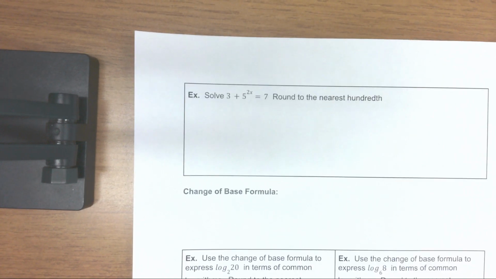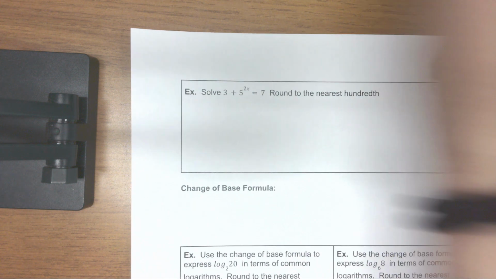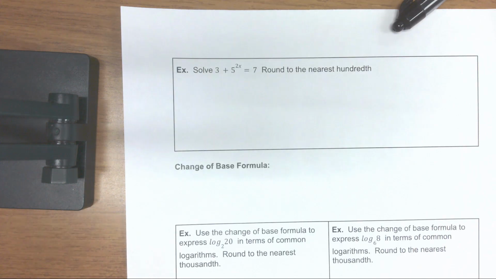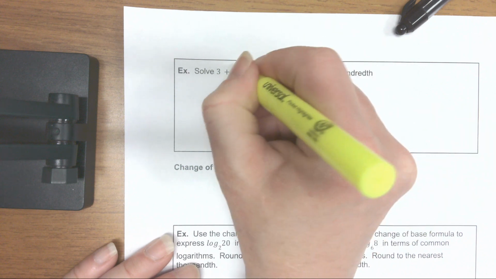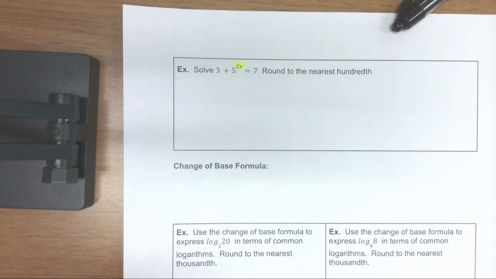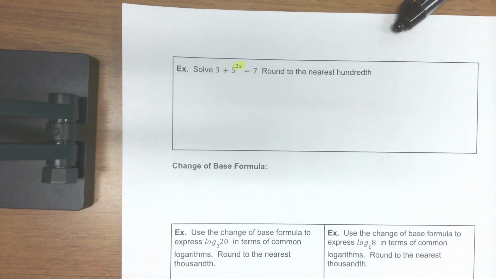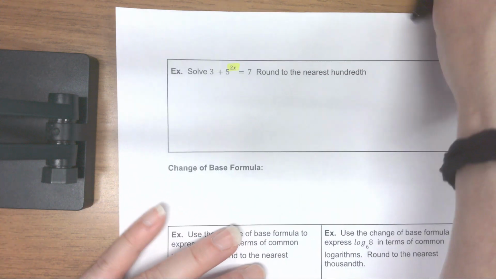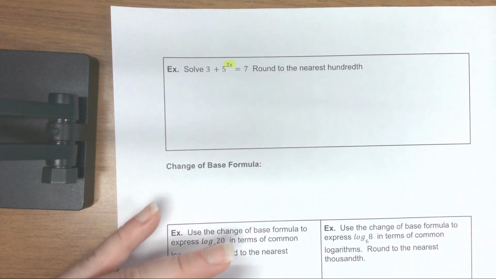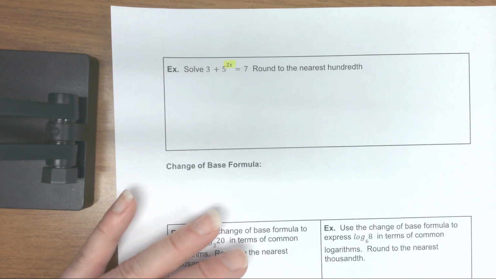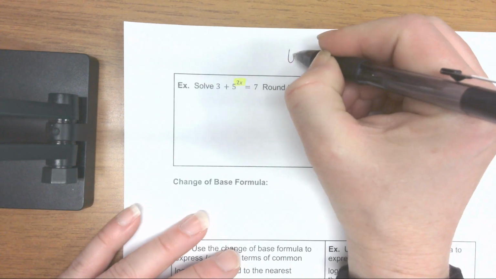So the reminder from yesterday is, if I have an unknown in my exponent, which I do, what can I do to drop that down? I can take the logarithm. So that was what we ended up with yesterday.